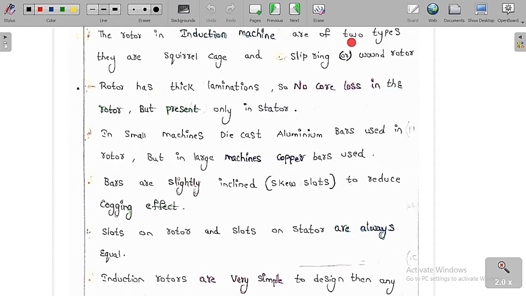The rotors in an induction machine are of two types: squirrel cage and slip ring or wound rotor. I have already told you the rotors in an induction machine are of two types.